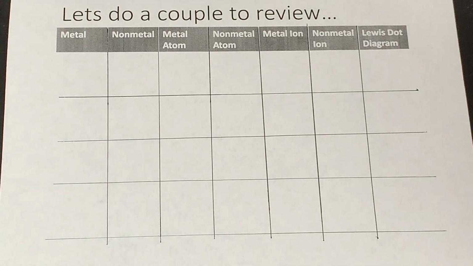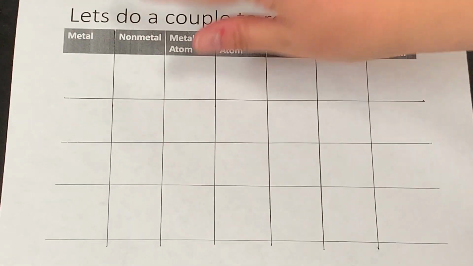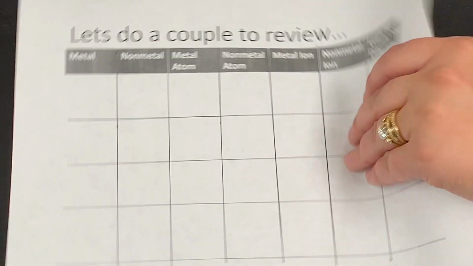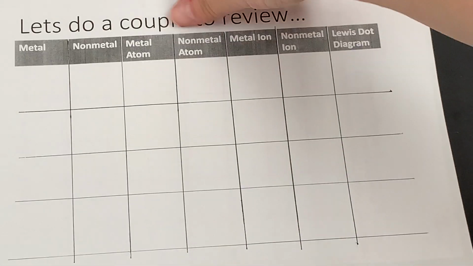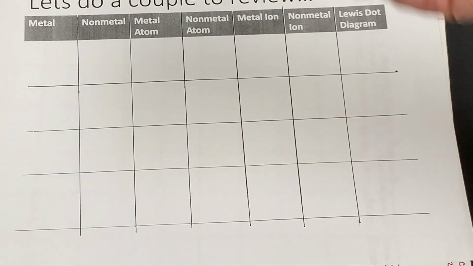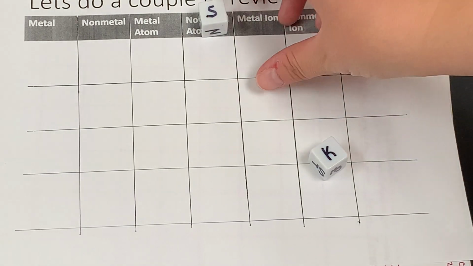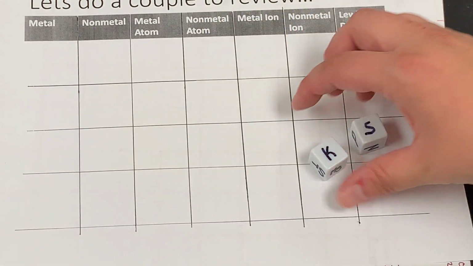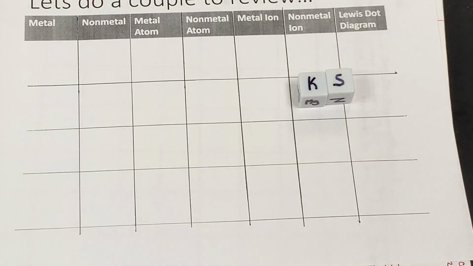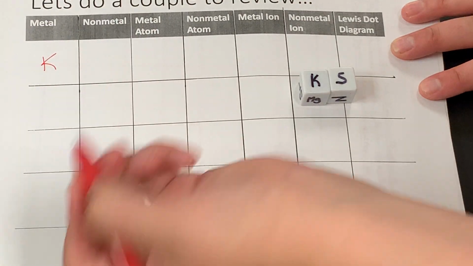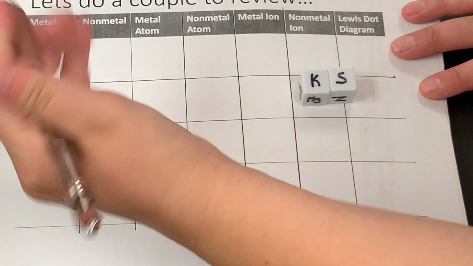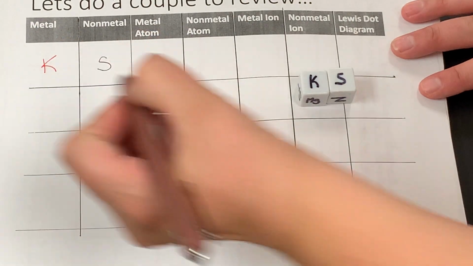And in class, we're doing this as a game. But for the purposes of online work, so that you guys can still have the same grade that they're going to get, I'm going to go ahead and give you your compounds. But let's do our examples first. So I'm going to roll our dice, and we have K and S. So our metal atom here is going to be K for potassium. Our non-metal atom is going to be S.